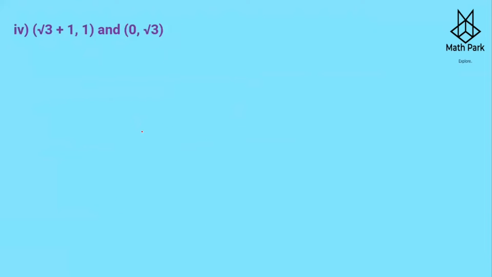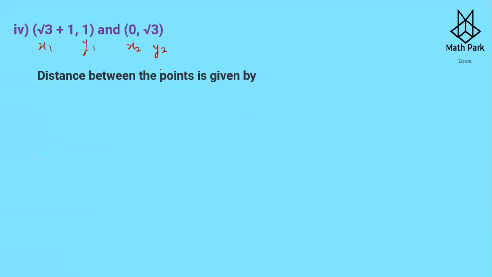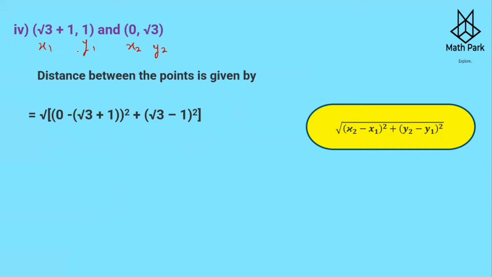Got it? Question number 4, we have x1 and y1. x1 is root 3 plus 1, y1 is 1, x2 is 0 and y2 is root 3 minus 1. Let us use the distance formula. Put in the formula. So we have 0 minus root 3 plus 1, this is your x1, the whole square, plus again y2, which is root 3 minus 1, the whole square.